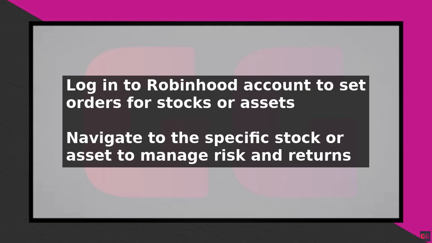A stop loss order is an instruction to sell an asset when it falls to a certain price, limiting potential losses. A take profit order is an instruction to sell an asset when it reaches a certain price, locking in profits.